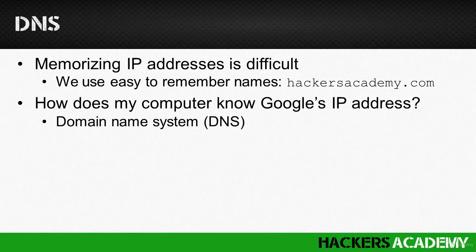And you'll have to type an IP address in your browser every time you wanted to open one of these websites. It's gonna be a major pain in the neck. A much easier way would be to memorize the names of these websites. Now the challenge here is that computers need IP addresses to communicate. So how would my computer know the IP address of Google when I type in google.com in my browser? This is the primary job of DNS.